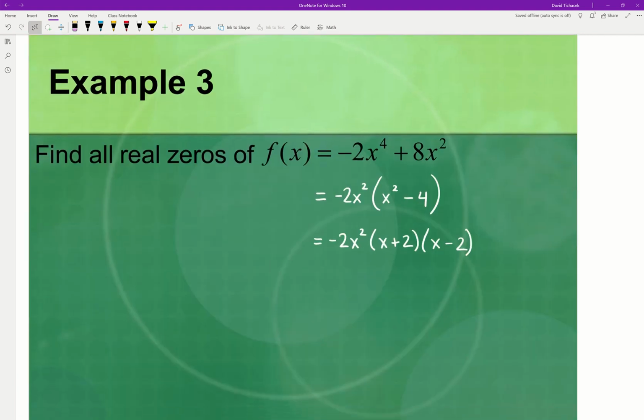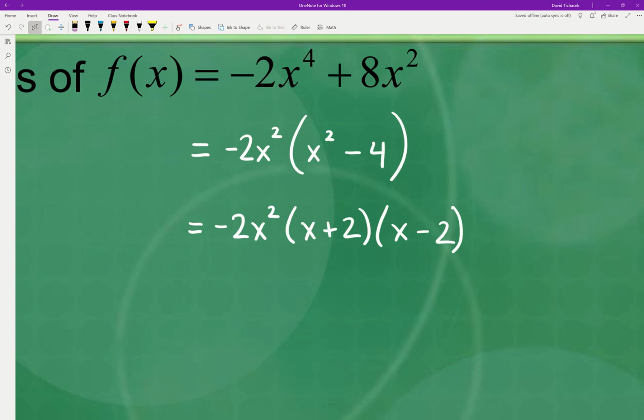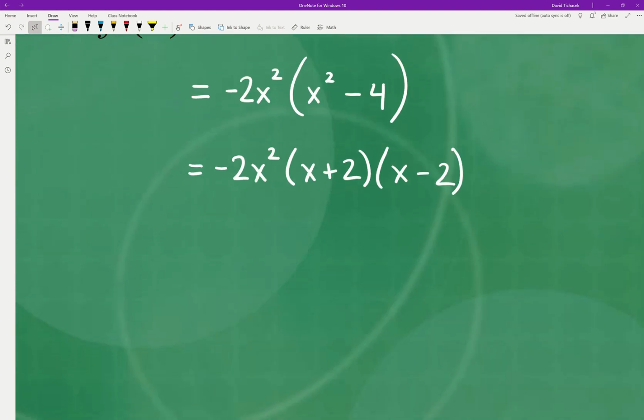So here in example 3, it says find all the real zeros of f of x equals -2x to the 4th plus 8x squared. You'll notice that I've already gotten us started here by completing the factorization. The only other thing that we need to do now is, because I'm trying to find the zeros, set this equal to 0 and then use the zero product property, or the ZPP, to figure out what my real zeros are going to be here.